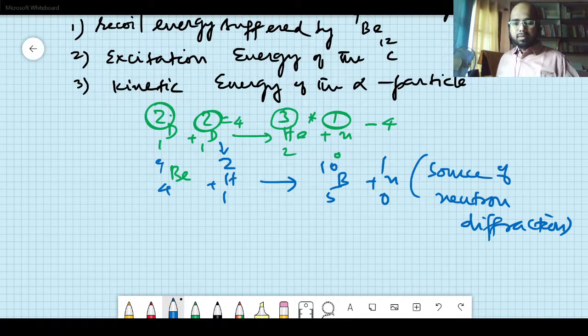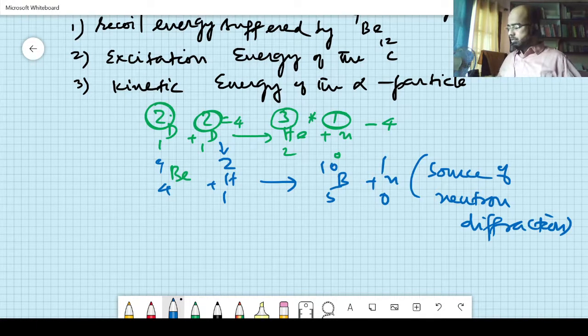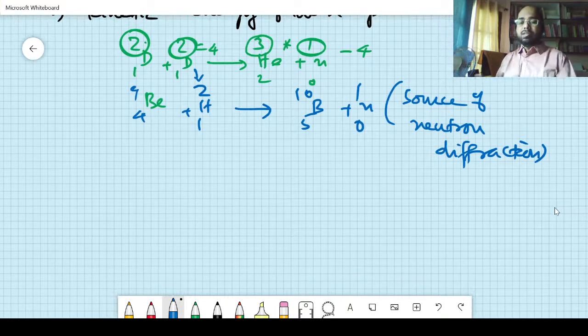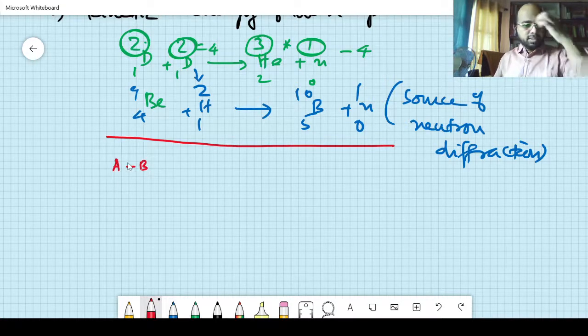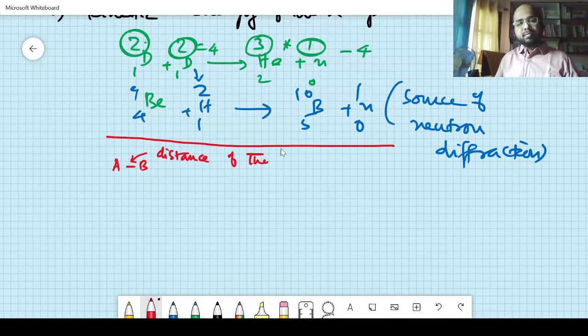Now coming to the principle of why it is being used, as we have already discussed, that is the wavelength of the neutrons, right? Wavelength of the neutrons is of the order of the atomic distances. So you should have atomic distance A, B. So there is some distance between them. This distance is of the order of the wavelength of the neutrons.